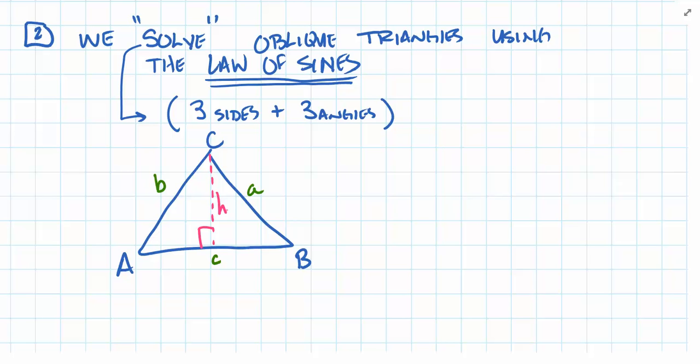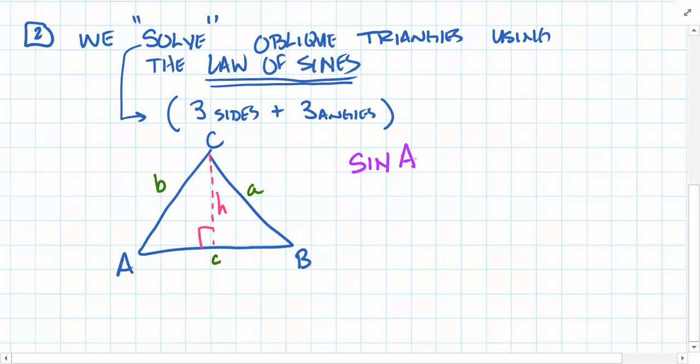So now, what can you guys tell me from your trigonometry? You can tell me something about the sine of angle A. What is it? If you look at that right triangle, what is it? Very good. It's equal to h divided by b. So therefore, h is equal to little b times the sine of angle A. You guys agree with that? You guys on board so far?